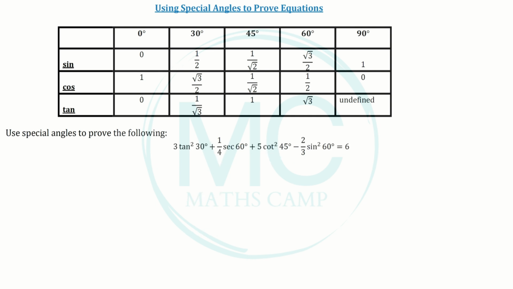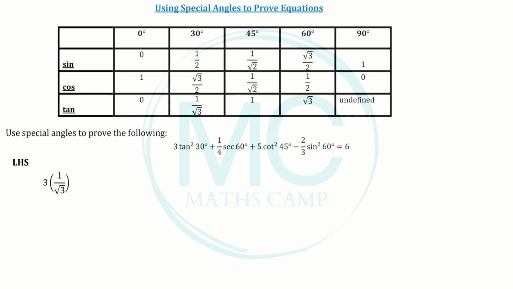Let's do another one. 3 tan squared 30 degrees plus 1 over 4 sec 60 degrees plus cot squared 45 degrees minus 2 over 3 sine squared 60 is equal to 6. Now the right-hand side is equal to 6. So to solve this equation, all we have to do is prove the left-hand side is equal to 6 as well. Let's start by filling in all of our values. Here we have 3, then we're working with tan 30 degrees, which is 1 over root 3. So we're going to say 3 multiplied by 1 over root 3.